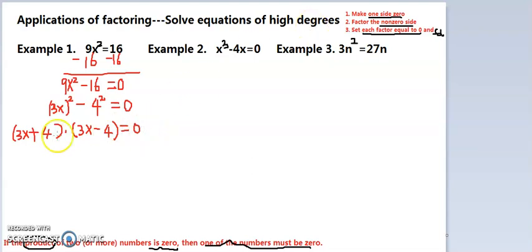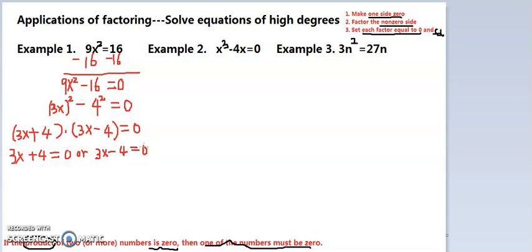The third step says we should set each factor equal to 0. So we're going to set the first parenthesis, 3x plus 4, equal to 0. Or, because the conclusion says one of the numbers must be 0, it could be the first number, 3x plus 4, or the second, 3x minus 4, is 0. So the first number, 3x plus 4, is 0, or the second, 3x minus 4, is 0.